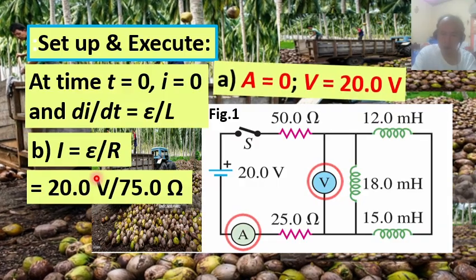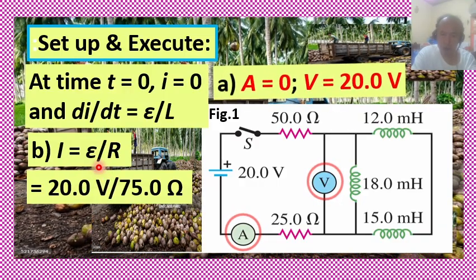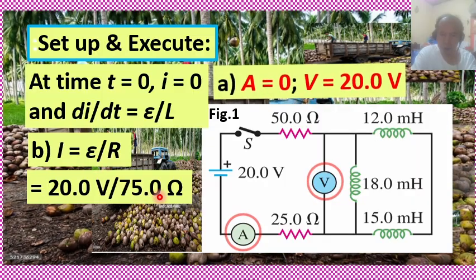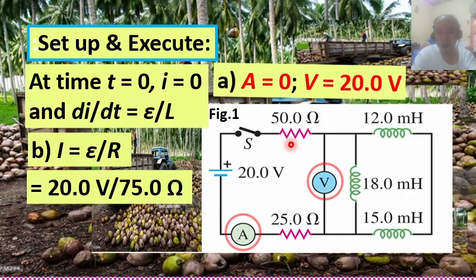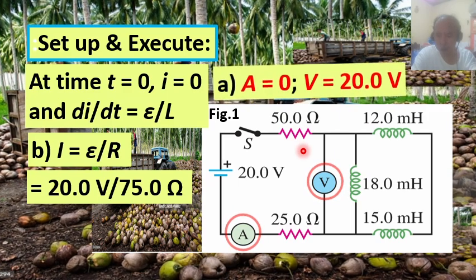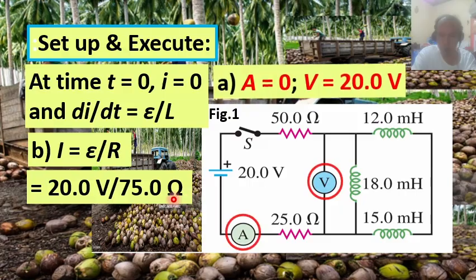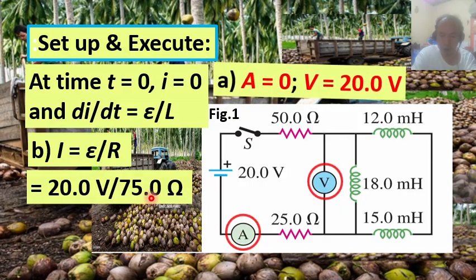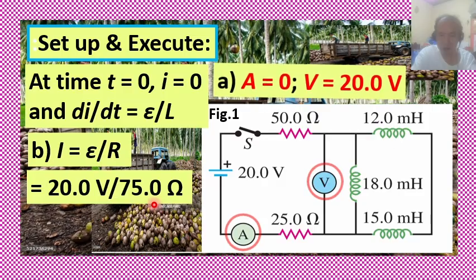Which is of course 20.0 volts. That's the value of epsilon divided by 75.0 ohms. This is the combined resistance of the two resistors, 50.0 ohm plus 25.0 ohm. So their sum is 75.0 ohms since they are in series to the battery.